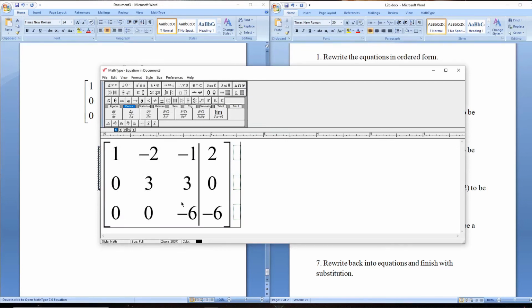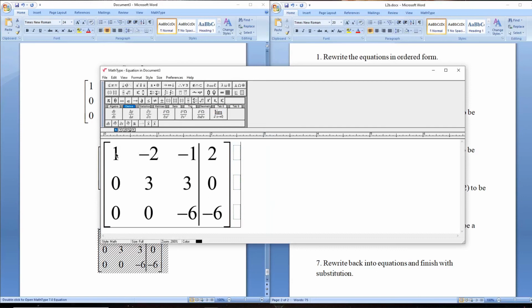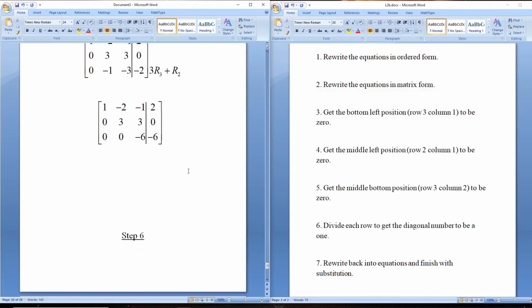Now we want to get ones on the diagonal, and that is step 6. Let's get ones on the diagonal. To do that, we'll divide whatever we need to divide by. We have a 1 already here, so we don't have to do anything with that. Over here, though, we have a 3. So to get rid of that 3, we'll divide everything in row 2 by 3. And then for the third row, we want this minus 6 to be a 1, so we'll divide by a negative 6 on row 3. There's our instruction, and let's carry it out.